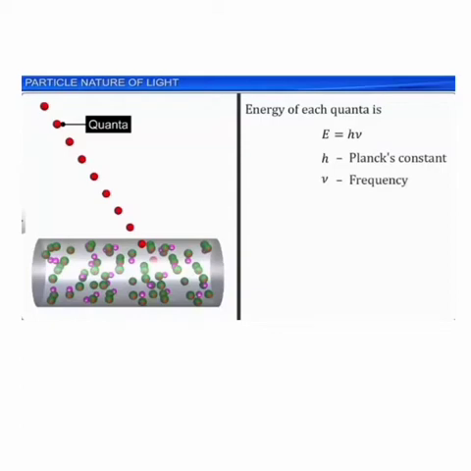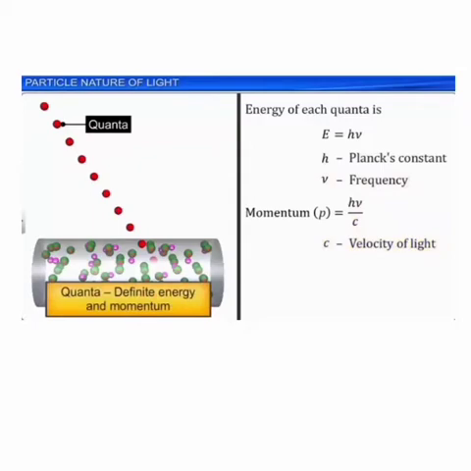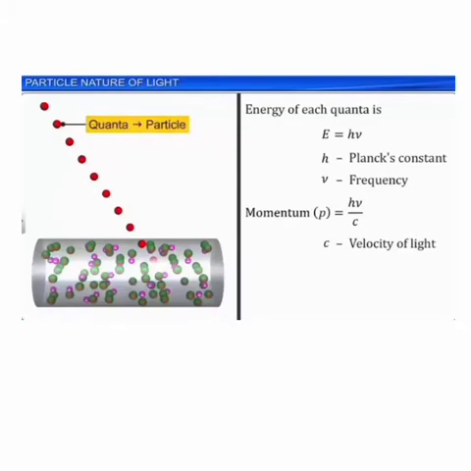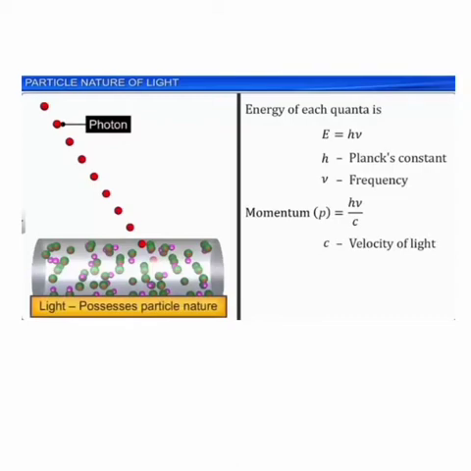Einstein concluded that each packet of energy can also be associated with a definite momentum p equal to h nu by c, where h is the Planck's constant, nu is the frequency of the light used, and c is the velocity of light. Each quanta has definite energy as well as momentum, and hence each packet of energy can be treated as a particle, which is called photon. Now we can say that light possesses a particle nature as well.